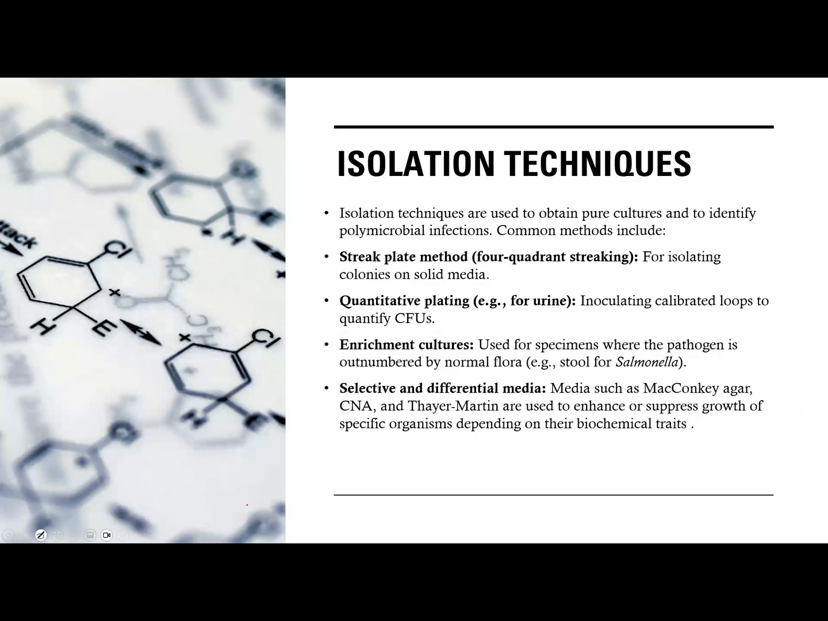Then let's talk about isolation technique. So sa isolation technique class, it is used to obtain pure culture. So let's say you only want to collect or you only want to grow Staph aureus. You want only Staph aureus, but in your plate, there are other organisms. May Neisseria, may Haemophilus. So you need to apply isolation technique. So you could do this by the streak plate method.